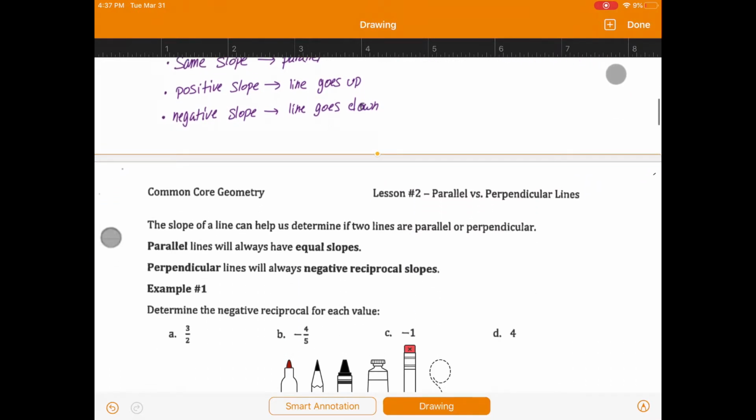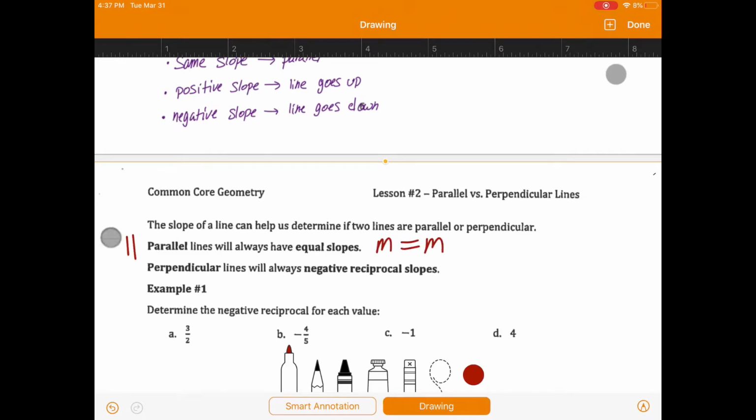The next part, it's going to put some of these into actual rules that we'll be able to definitely use from this point forward. So the parallel lines will always have equal slopes. So I am going to write it like this. Parallel lines are like that. We've used that in the past. But the slopes, represented by M, are going to be equal to each other.